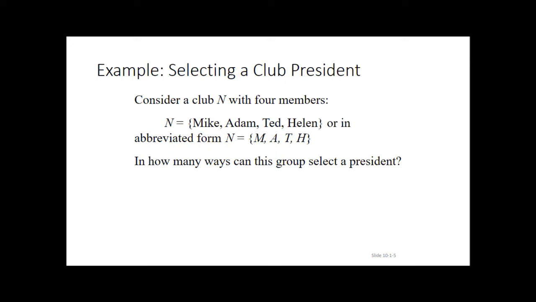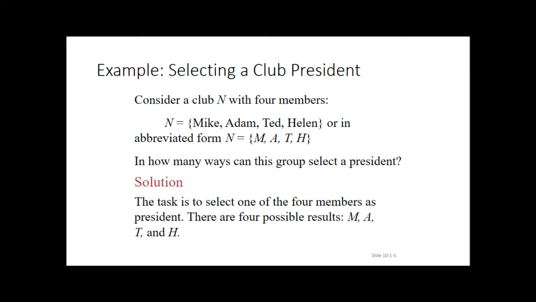So for example, if there's a club, I'm just going to call it N, some club at school, and there's 4 members in the club, Mike, Adam, Ted, and Helen. In how many ways can this group select a president? You can literally just list out Mike, Adam, Ted, and Helen. So there's 4 possible ways to have a president chosen. But it gets more complicated when we have more parts to the task.